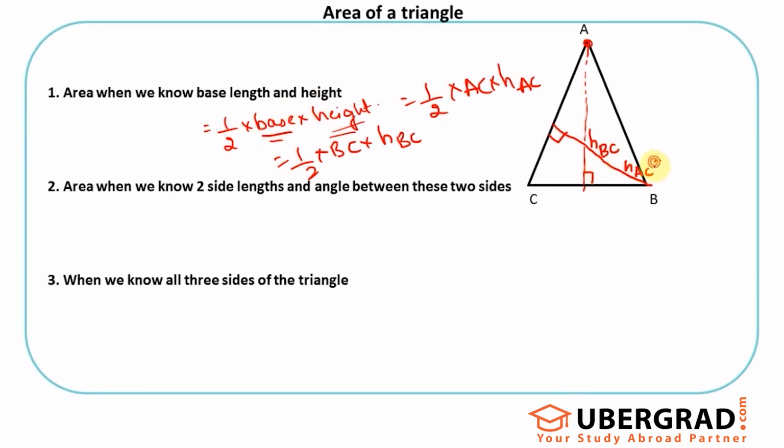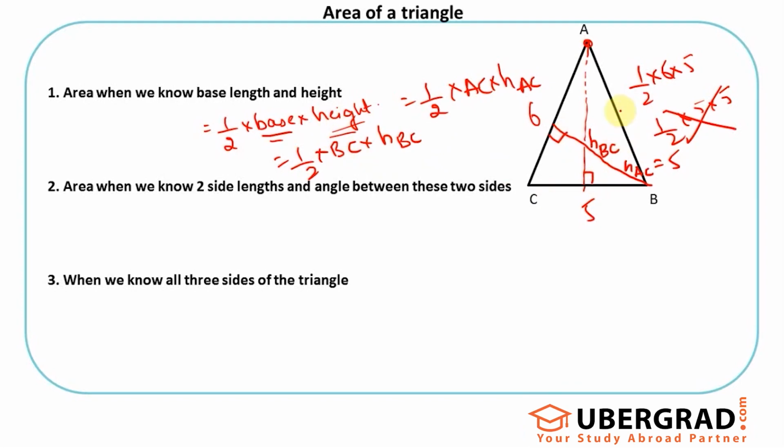If I know HAC as 5 and AC as 6 and this as 5, I should be doing half into 6 into 5, not half into 5 into 5. This is wrong, right? Just because BC looks like the base because the triangle is sitting on it does not make it the base. As I said, base is not defined in that way.